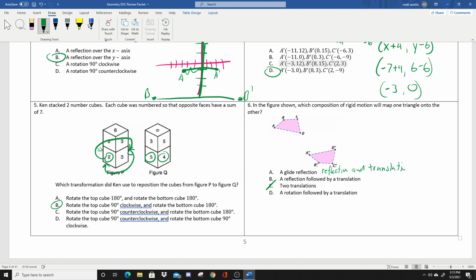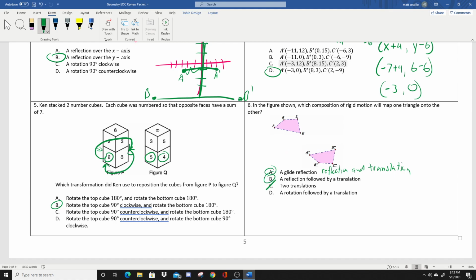So what I was looking at here is what if we reflected this one across like a horizontal line? You would get what you have in the diagram. You would have this, and then you could just translate it and move it over. So I think A and B are okay.